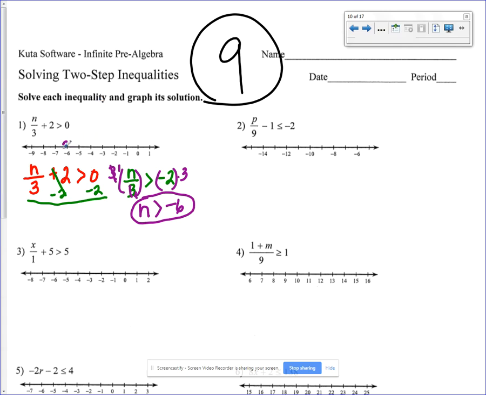So we're going to put a circle at negative 6. Do not fill it in. You're going to shade to the right and fill in the arrow. Okay? Let's do another one.